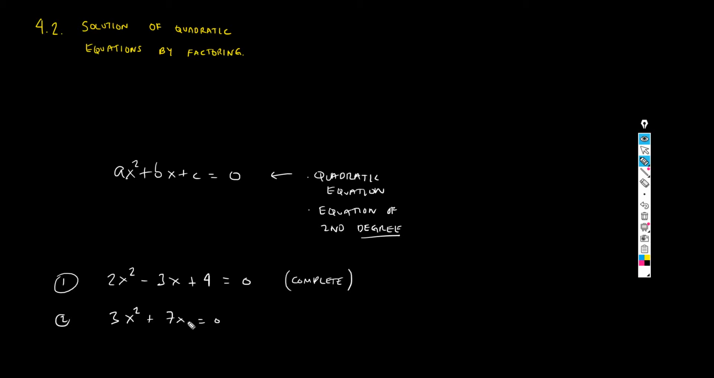And then something that looks like this: 3x squared plus, let's say, 7x equals 0, where the constant term is not appearing. This is called an incomplete mixed quadratic equation. And the other possibility is having something like this: 2x squared minus 1 equals 0. And in this equation, the term that is not available is the linear term. And this is called an incomplete pure quadratic equation. Okay, so those are the classifications for the quadratic equations.